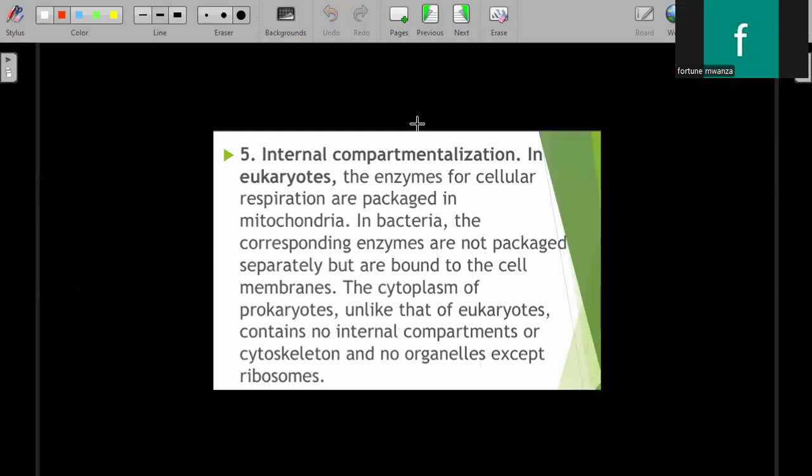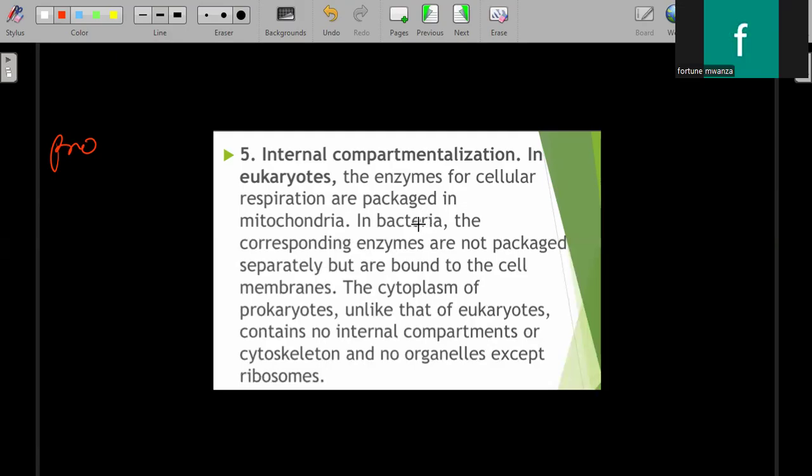So in terms of the internal compartment, in the eukaryotes, the enzymes for cellular respiration are packed in the mitochondria. And you know that in the prokaryotes, you don't have a mitochondria. So you will find that the enzymes involved in respiration are not going to be packed in the mitochondria the way it is in the eukaryotes. These ones are just going to be independent.